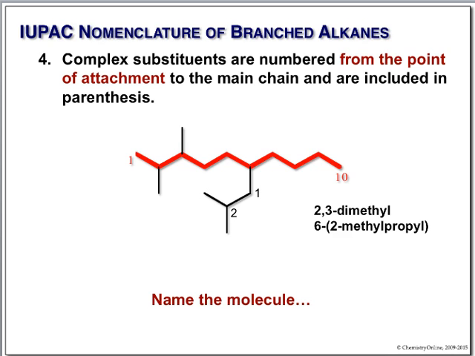At carbons 2 and 3, we have methyl groups, so that's a 2,3-dimethyl. At carbon 6, we have a methyl propyl group. The full name, 2,3-dimethyl. Then at carbon 6, we have a 2-methyl propyl, and our parent is a decane.